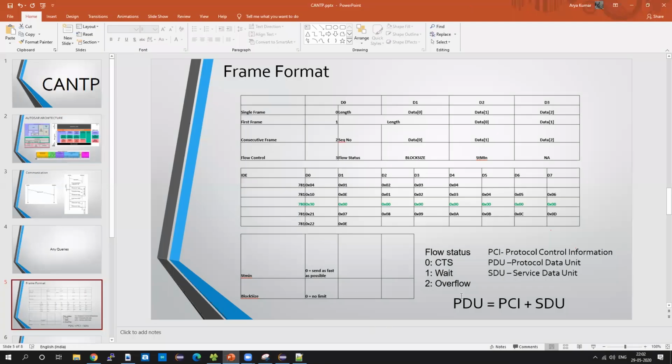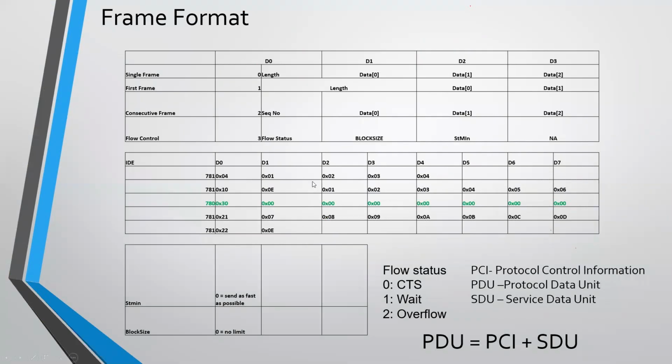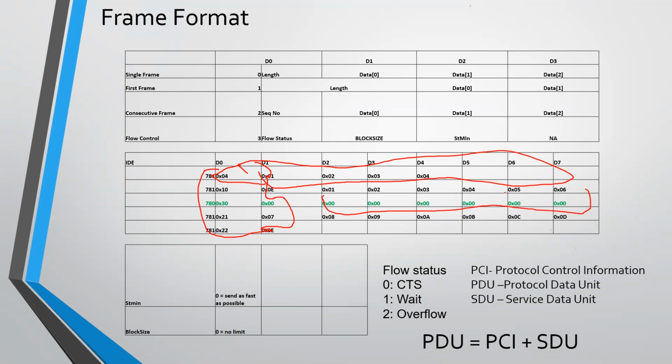You'll come across some words like PDU, PCI, SDU. The PDU is the whole data from here to here, including this. PCI is the extra data which you are putting, like this one. And SDU is the data which you want to send. So when you read through this document, these will be the PCI and SDU.